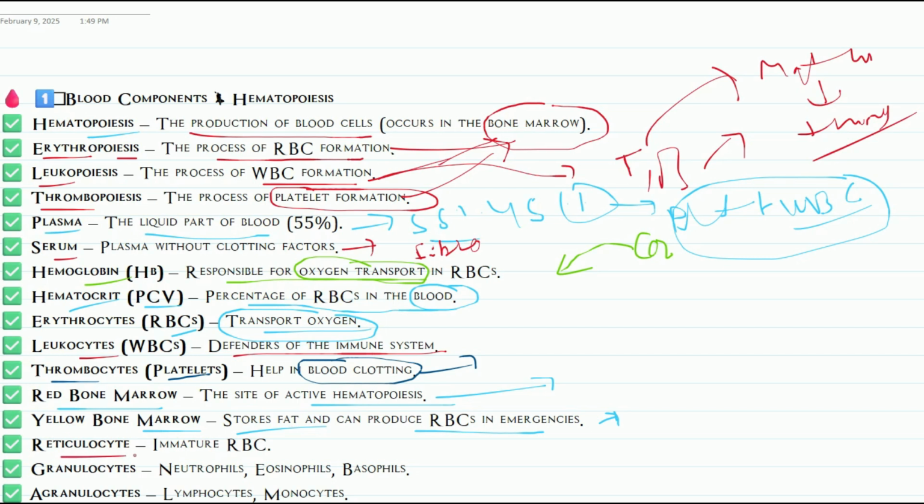Then another we have is reticulocyte. So reticulocyte is called an immature RBC. So reticulocytes are immature RBCs, or we can say the juvenile form of the RBCs.